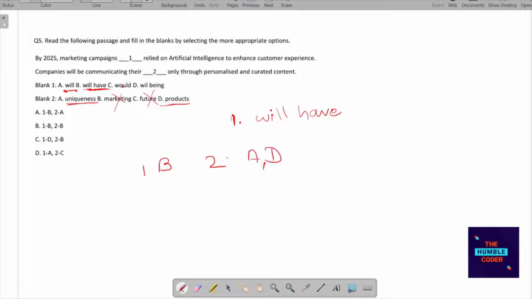Let's see that first. So 1B and 2A, okay, this can be an answer. 1B and 2B, no, this cannot be. This cannot be again an answer. This cannot be answer. So according to our observation, option A is the correct answer for this question. Moving ahead with the next question.